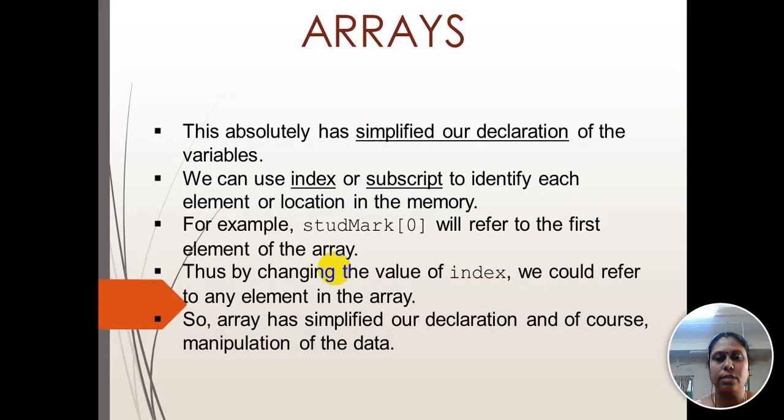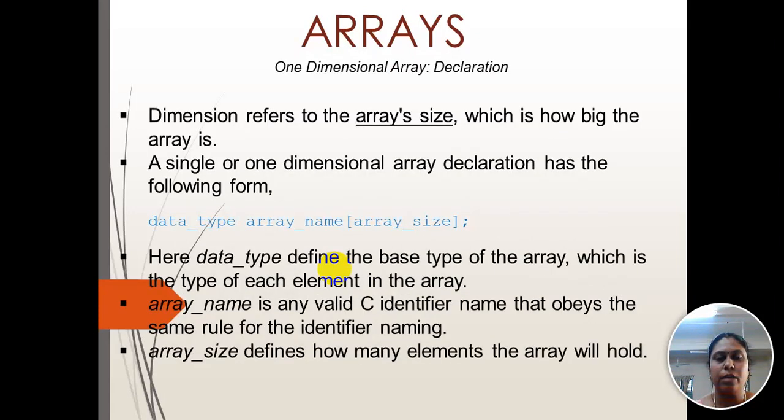We can use an index or subscript to identify each element in an array. The index is used to identify a unique element in an array. For example, student mark of 0 refers to the first element of the array. So when we change the value of the index, we can access any element from the array. The basic syntax for declaring an array is data type, array name, and array size in square brackets.